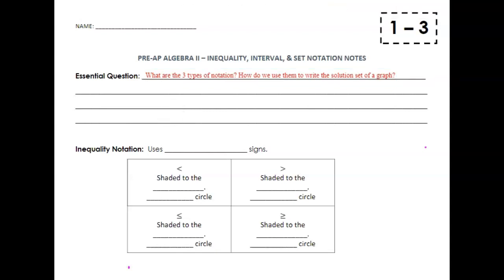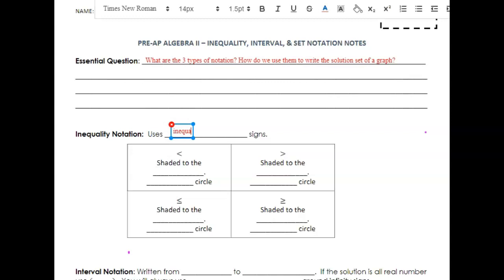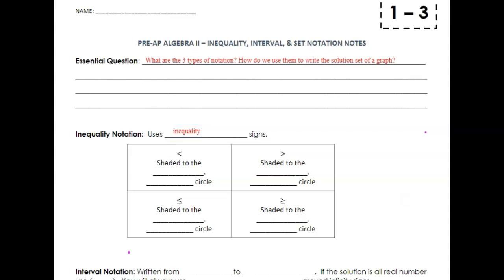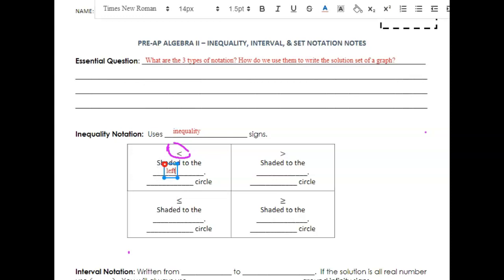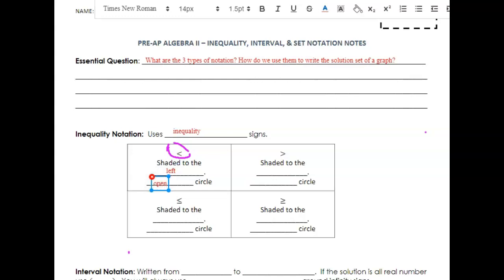So, the three types of notation are inequality, interval, and set notation. Inequality is probably what you are more familiar with. Inequality notation uses inequality signs. So if you have this symbol right here, that would be the less than sign. That means that if you're graphing on a number line, you would shade to the left, and you would use an open circle.